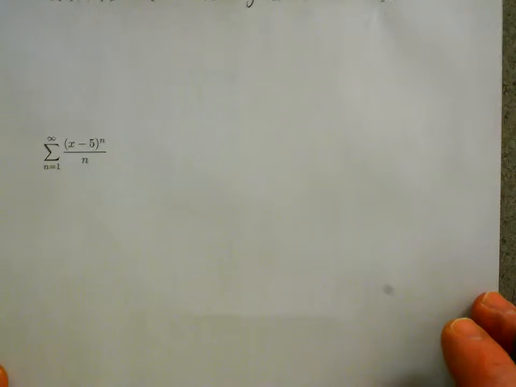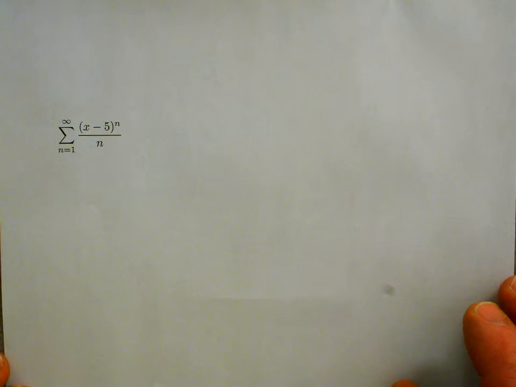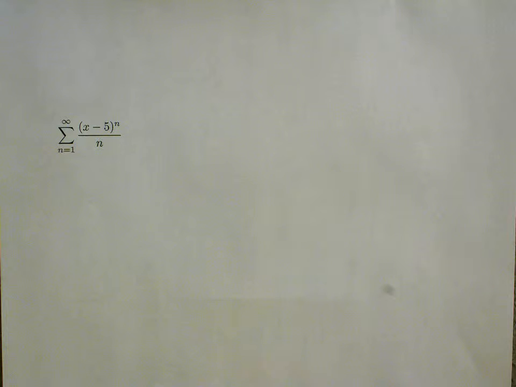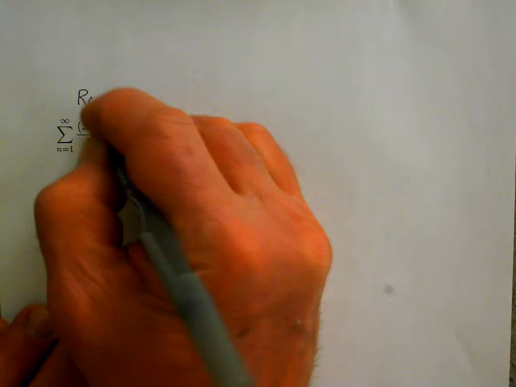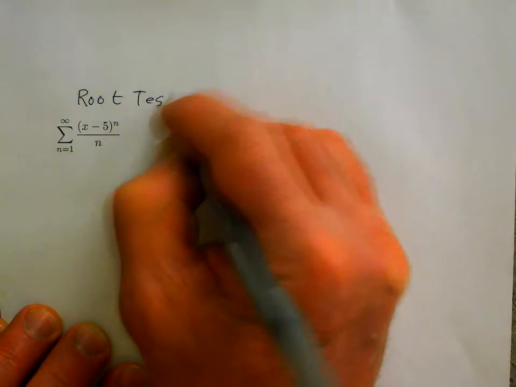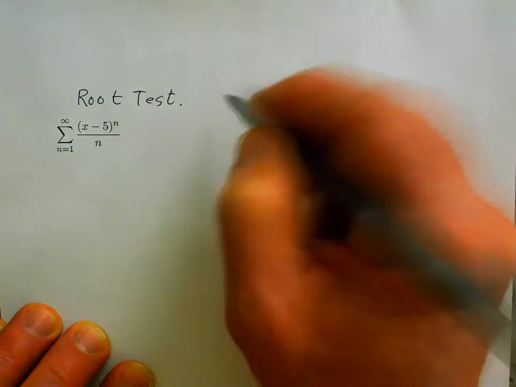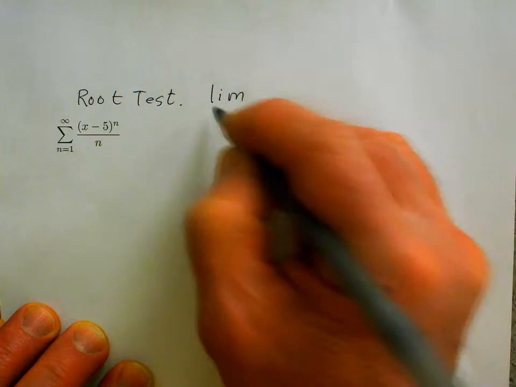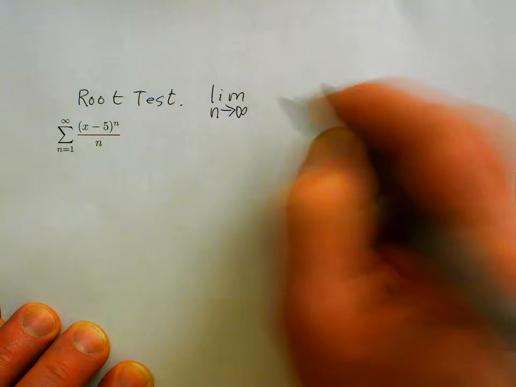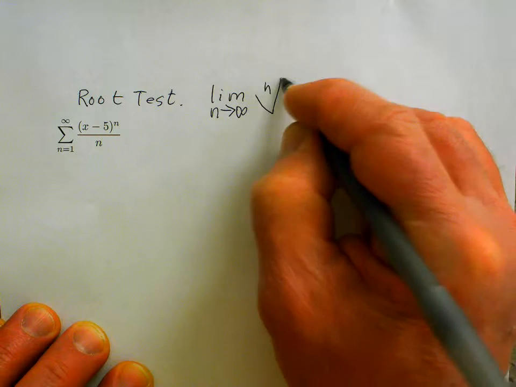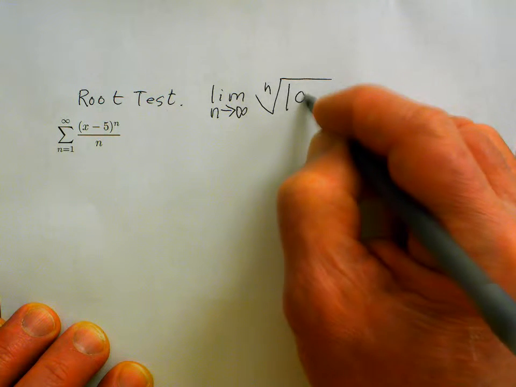Hey, the next one, root test. We could use the root test. The ratio test works, but we can try the root test just for a little bit of variety. So the root test, we compute the limit as n approaches infinity of the nth root of the absolute value of the nth term.